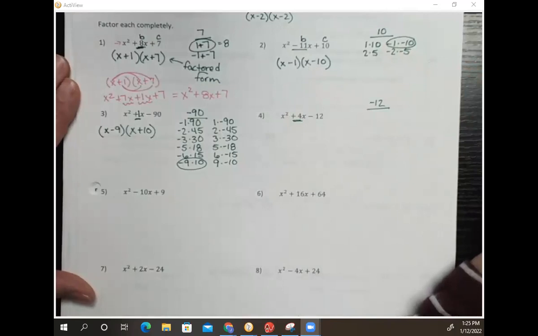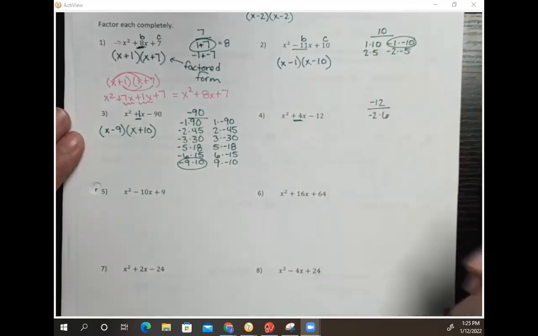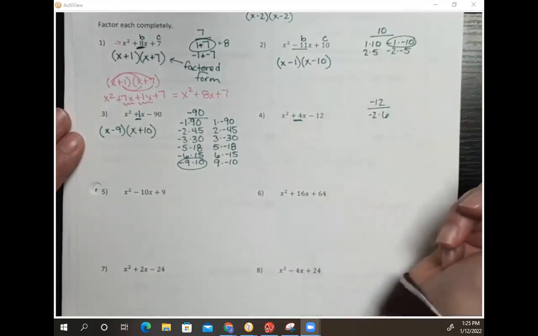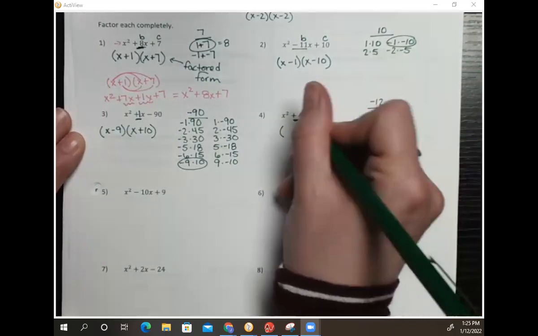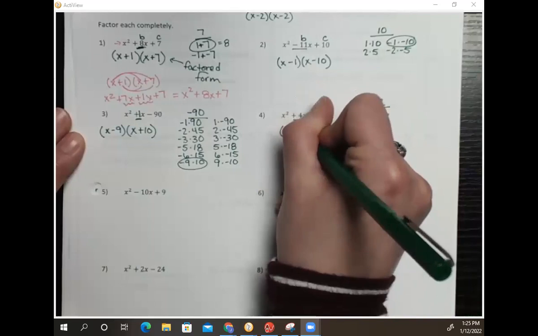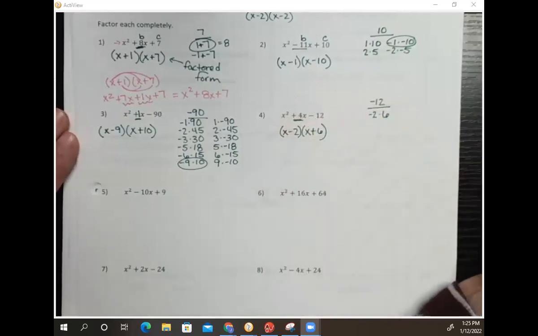What factors do we want here? Negative 2 times positive 6. That would multiply to give me negative 12. If I added them instead, I would get 4. Those are the ones that I want. So this would be x minus 2 times x plus 6 for my factored form. Very good.